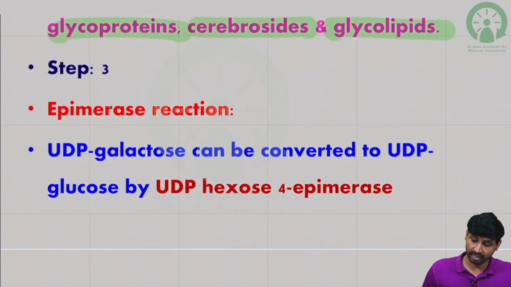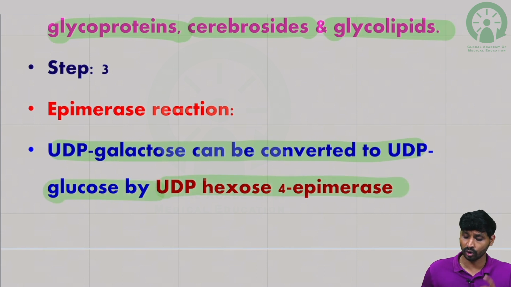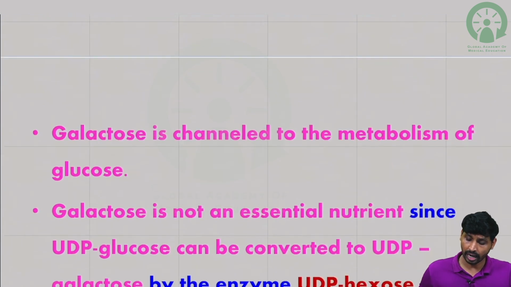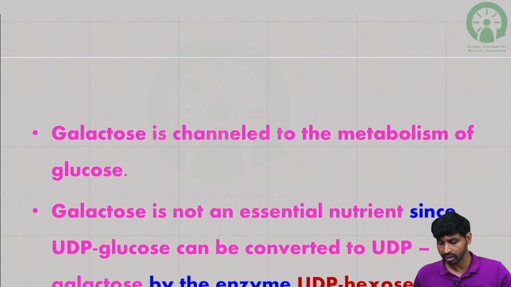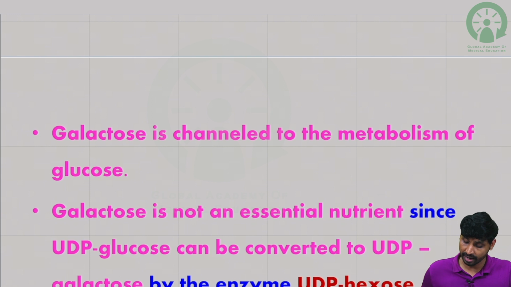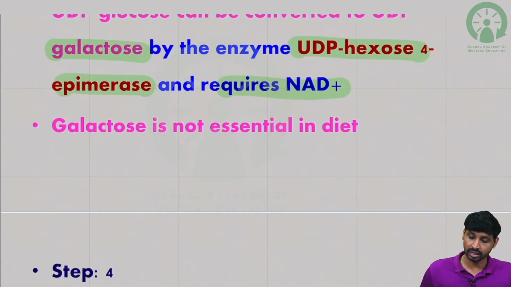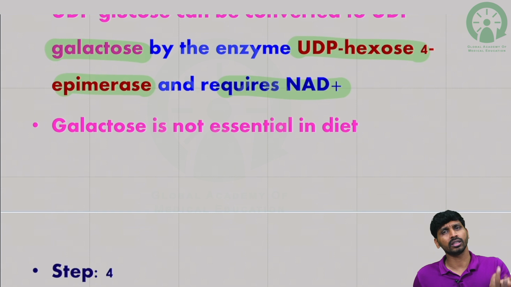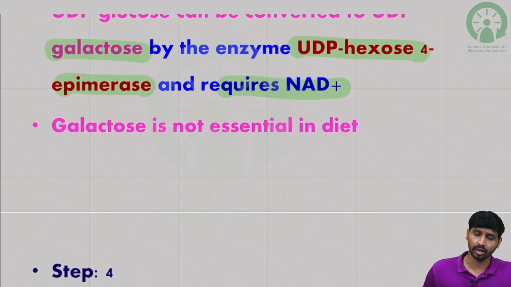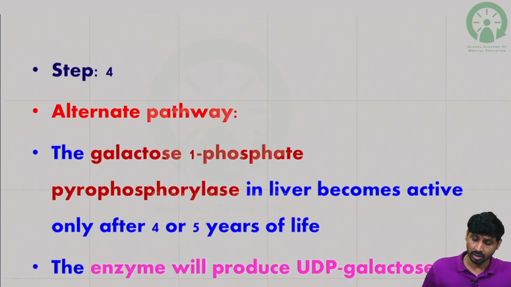Step 3, the epimerase reaction. UDP galactose can be converted to UDP glucose by UDP hexose 4 epimerase, and galactose is channeled into the metabolism of glucose. Galactose is not an essential nutrient, since UDP glucose can be converted into UDP galactose by the enzyme UDP hexose epimerase, which requires NAD plus. Galactose is not essential in the diet because we get it via lactose, from milk and dairy products.